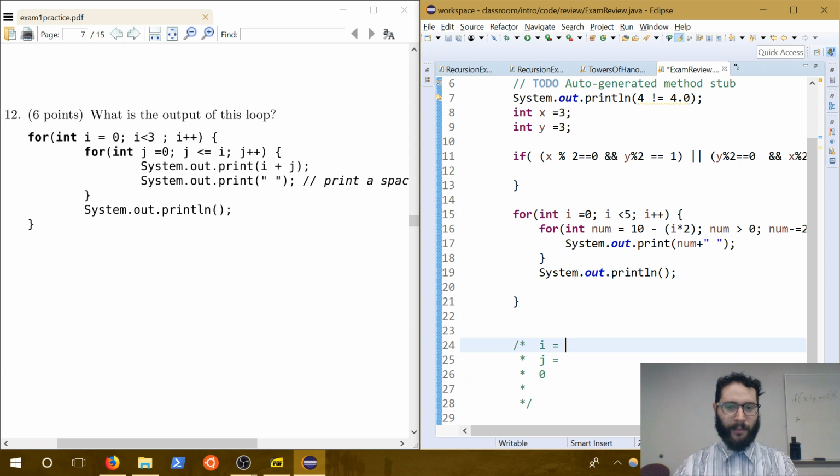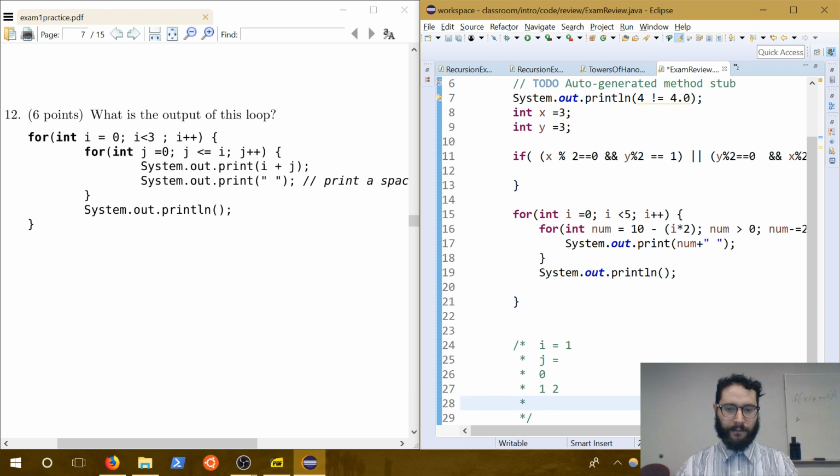We go back up. We increment I. Then we create J again. And now we ask, is J less than or equal to I? It is. So we do I plus J, space, then we increment J. Is J less than or equal to I? It is. So I add them together, add a space, increment J. J is now bigger than I, so we're done with the inner loop.